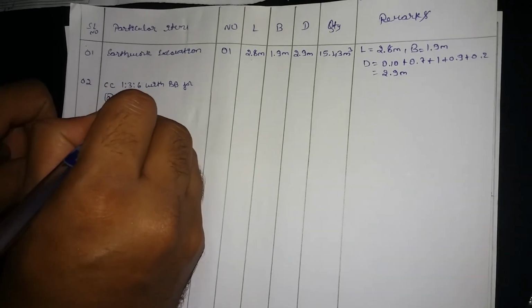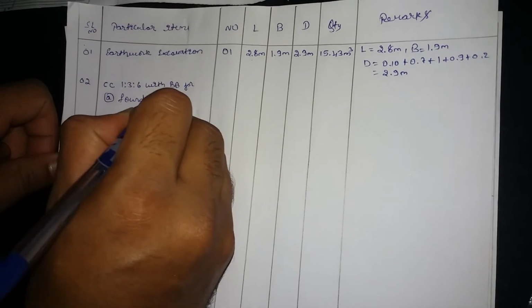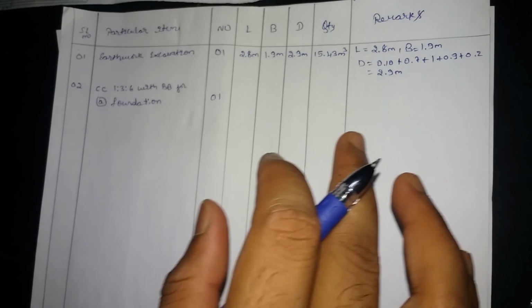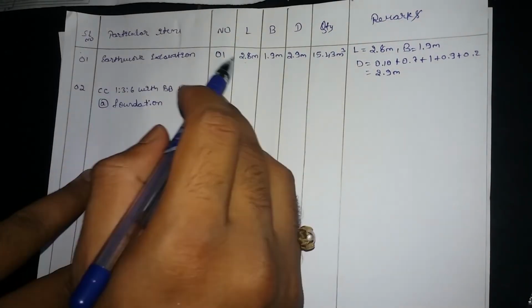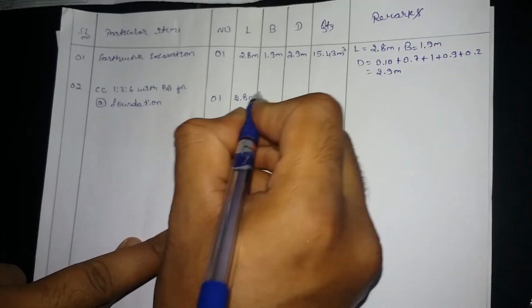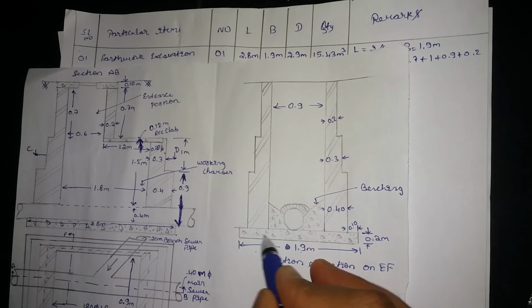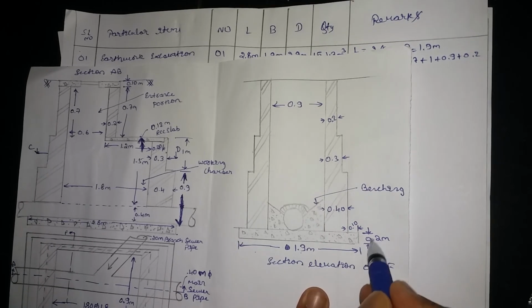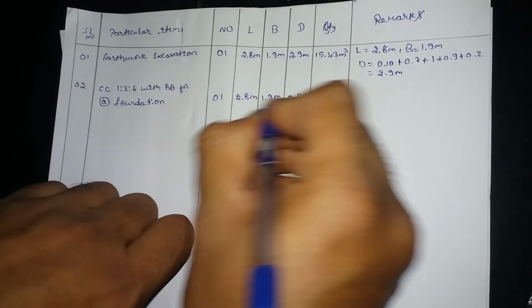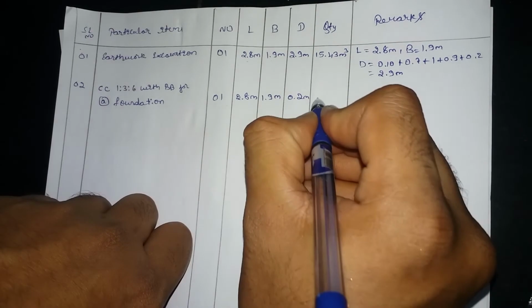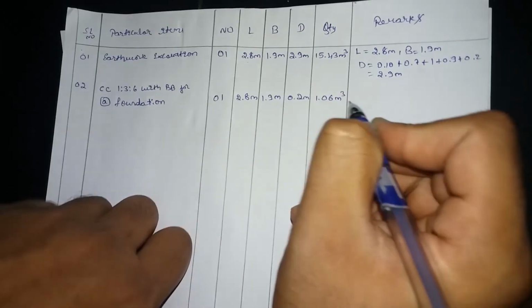First we'll find out for the foundation. How will you calculate the foundation? So number is 1, right? So now here what is its length? The foundation part length is the same as the excavation length, that is 2.8 meter. The same breadth will be there, 1.9 meter. What about the depth? Here depth is going to vary. So depth of the foundation, this is your foundation, 0.2, given clearly in the figure, it is 0.2. So I'm going to write that as 0.2. If I multiply all this, 1 into 2.8 into 1.9 into 0.2, you will get around 1.06 cubic meter.